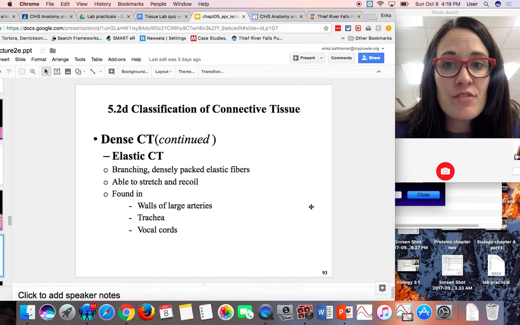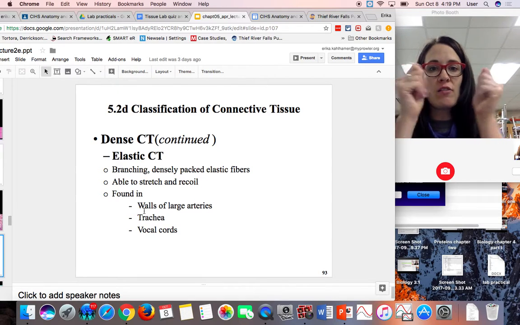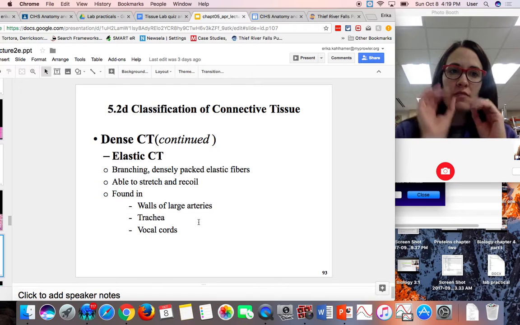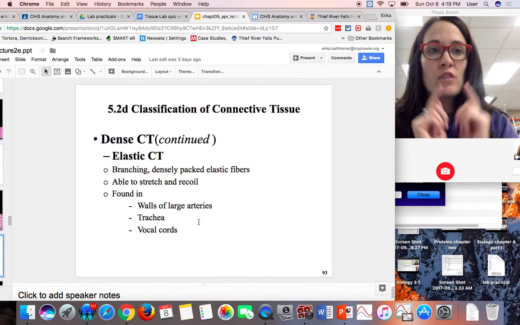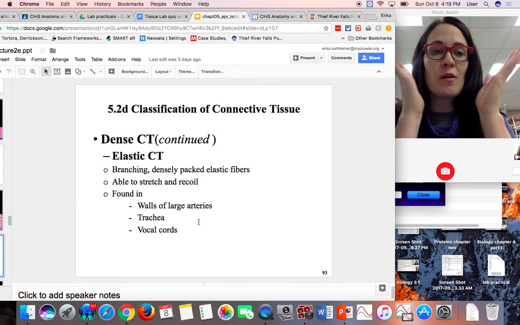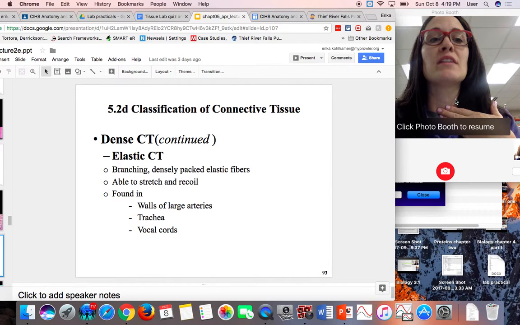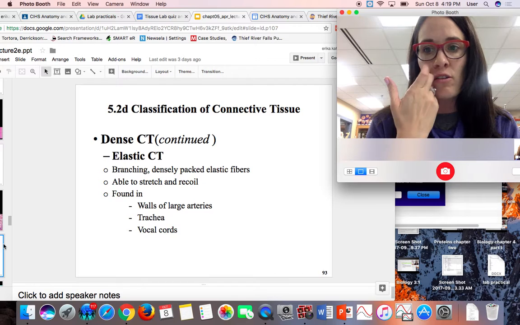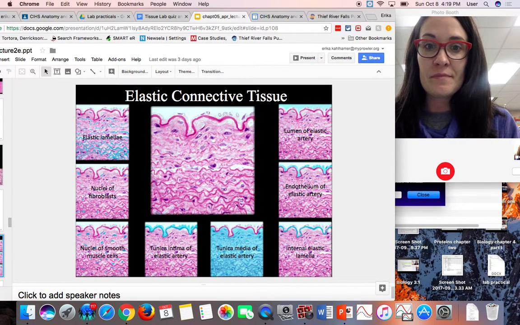Elastic connective tissue, it has many elastic fibers, which makes sense. It's able to stretch like that hair tie and recoil. We see it in the walls of the arteries. The arteries are the large blood vessels that come off the heart and that contain blood under high pressure. So as the blood goes through it, the blood vessels need to be able to stretch and recoil back. So we also find it in your trachea, as the trachea is collapsible to a point, and in your vocal cords. My vocal cords are stretching right now. And this is what elastic connective tissue looks like.